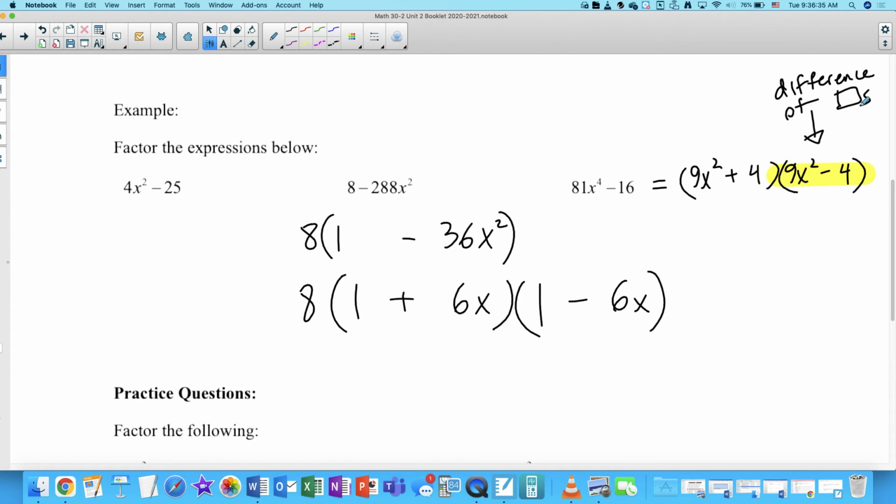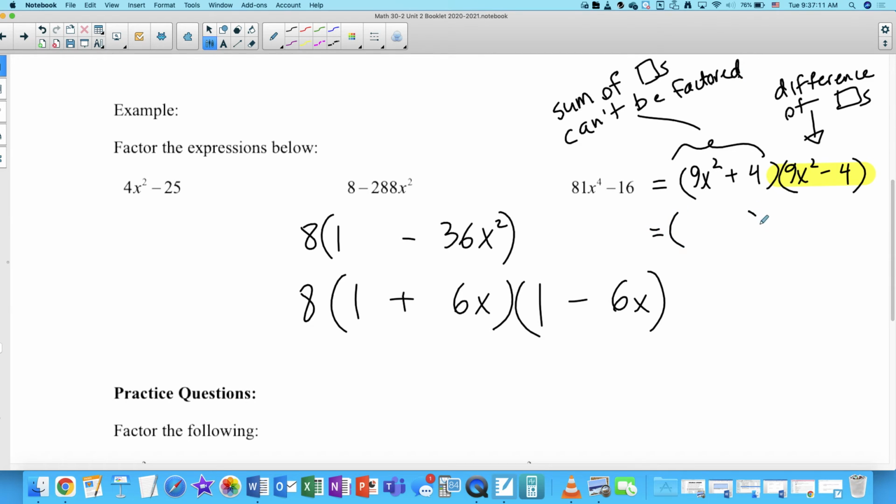Okay, what about this? Can we factor that? No. A sum of squares cannot be factored. Okay, so we always put something like that in. We always put a sum of squares in because I'm trying to trick you, right? This is a sum of squares. It can't be factored. You're done. Okay? But that just stays as is.